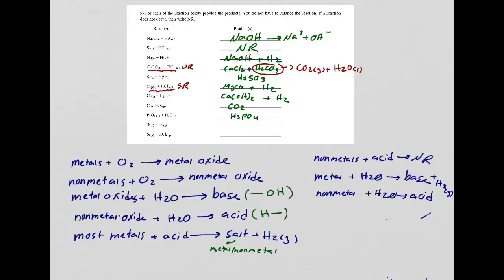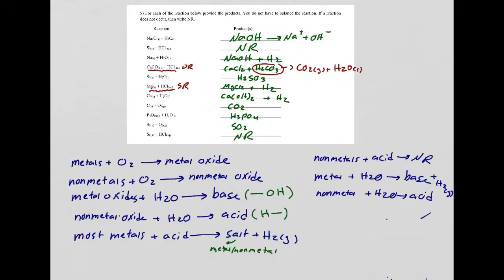Next one, S8 plus O2. You have non-metal plus O2. Non-metal plus O2, non-metal oxide. You get SO2. Again, some of this you just have to go over the worksheet. Make sure you memorize the crazy ones. Last one, non-metal plus acid. Non-metal plus acid is no reaction.